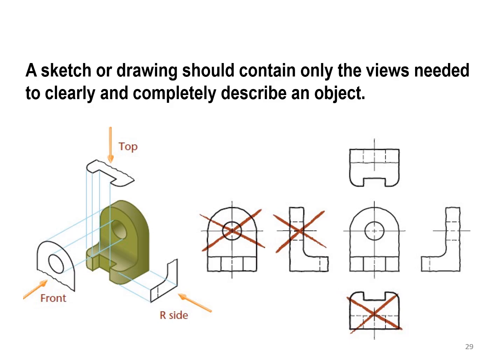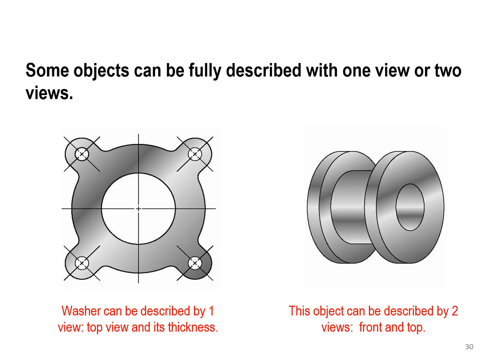The sketch or drawing should contain only the views needed to clearly and completely describe the object. Some objects can be fully described with one view or two views only. For example, you can see that the washer can be described by one view, which is going to be the top view, and its thickness will be enough to describe the specification of this one.